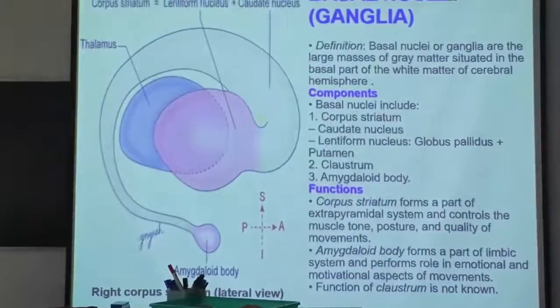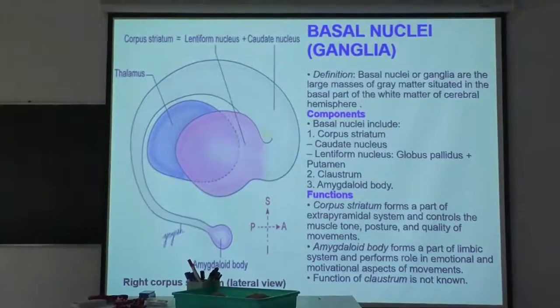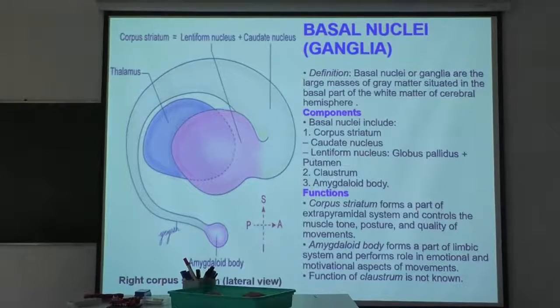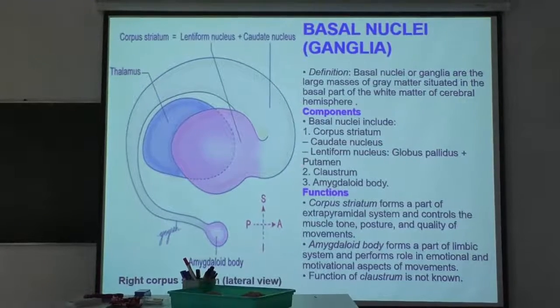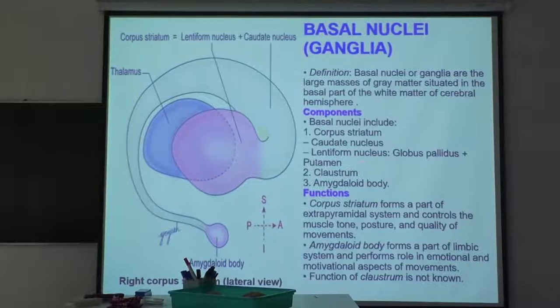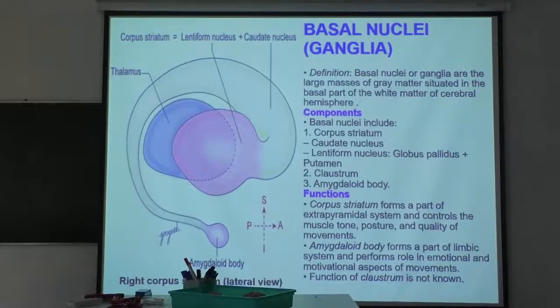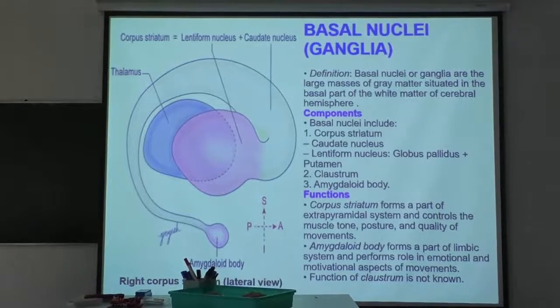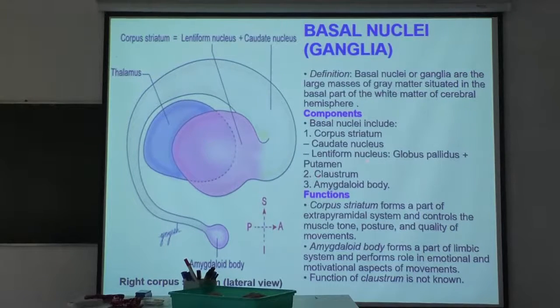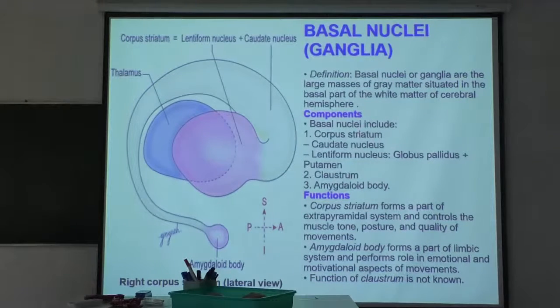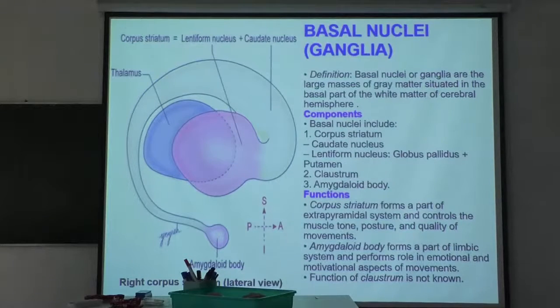So basal nuclei include the corpus striatum. Corpus striatum consists of the caudate nucleus and lentiform nucleus. Lentiform nucleus is again formed by two parts, globus pallidus and putamen. Next, including the claustrum and the amygdaloid body. So basal nuclei include the corpus striatum, claustrum and amygdaloid body.